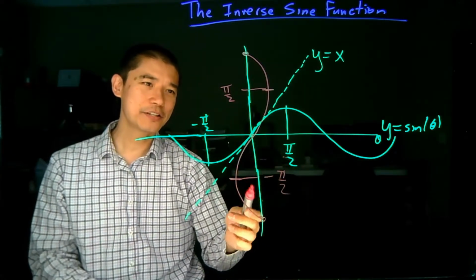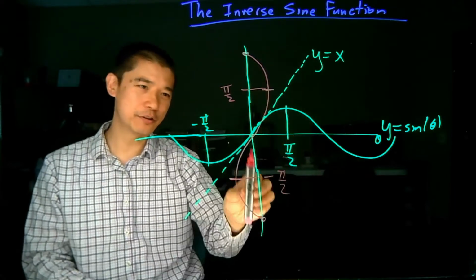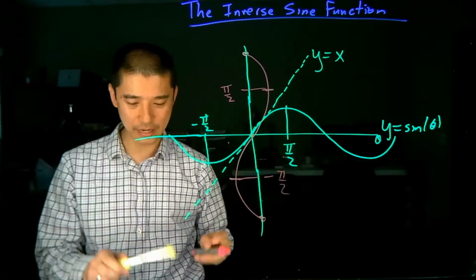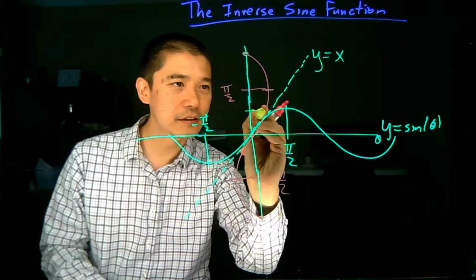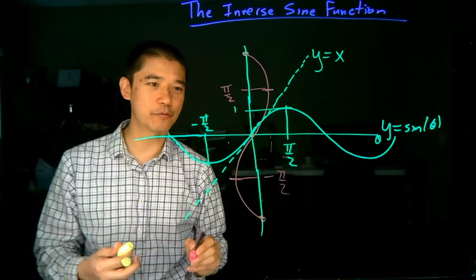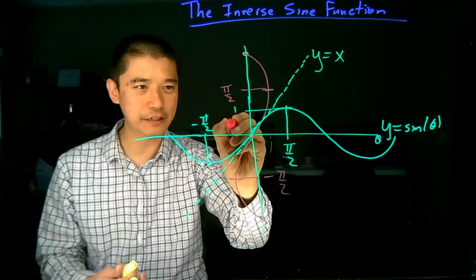The range goes from -π/2 to π/2. The domain, the input values, goes from -1 to 1, because this point right here, the height of it is 1. And so when you reflect it, that corresponds to 1 over here. And then same thing over here with the -1.